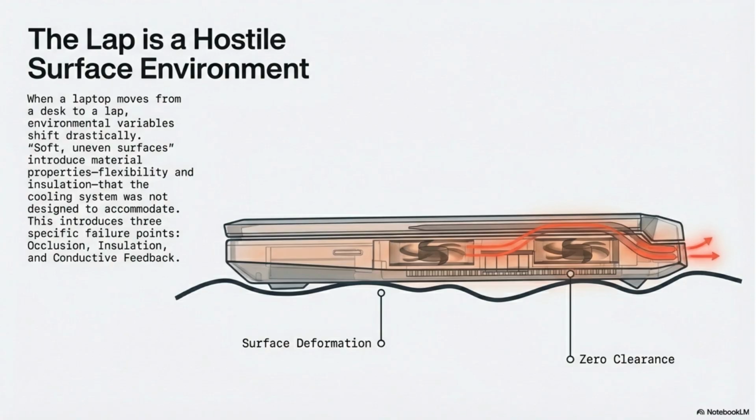When a laptop moves from a desk to a lap, environmental variables shift drastically. Soft and uneven surfaces introduce material properties like flexibility and insulation that the cooling system was not designed to accommodate, leading to three specific failure points: occlusion, insulation, and conductive feedback.